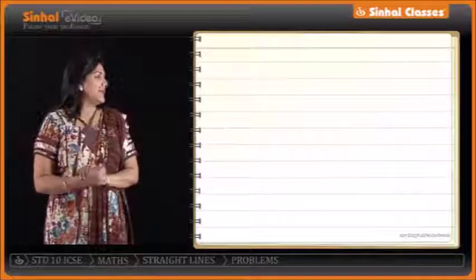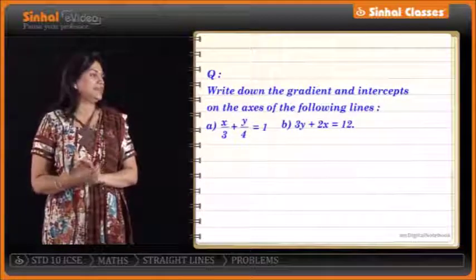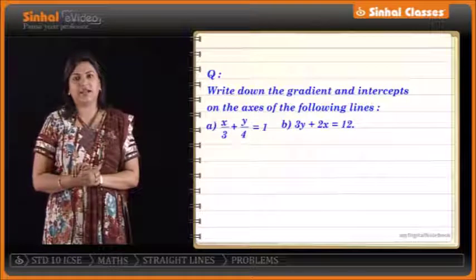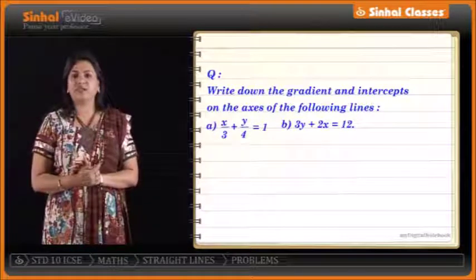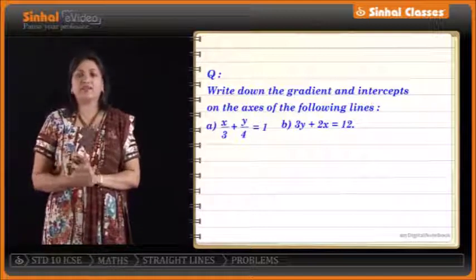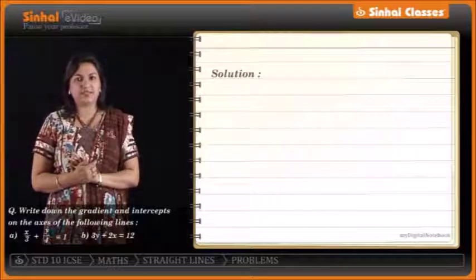Now we look at our next problem. Write down the gradient and intercepts on the axes of the following lines. The first equation for us is x by 3 plus y by 4 is equal to 1. Now we will again write this in the form y is equal to mx plus c.